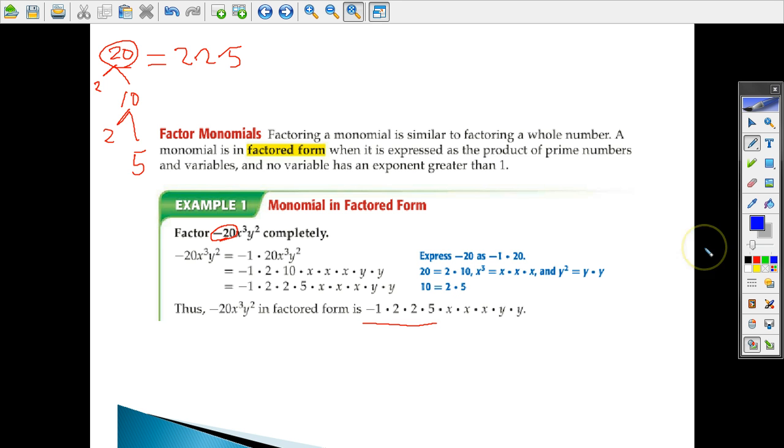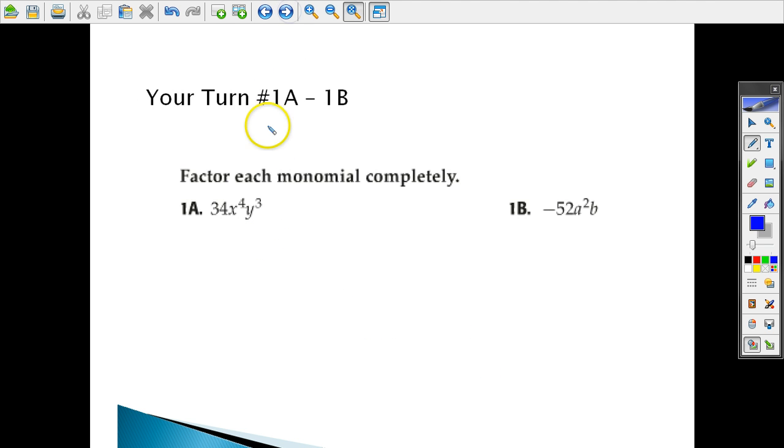When it comes to variables, we're going to factor x cubed. That means there's 3 x's that are multiplied. y squared means there's 2 y's. Okay, so the factored form is just this. You're just breaking down each number or variable. Okay. So here's your term, 1a and 1b. So first you've got to factor the number, and then you've got to factor the variables. So this would be x, x, x, y, y, with the number factored. Okay. If it's a negative, make sure you put a negative 1 there as well. Okay, so go ahead and do numbers 1a and 1b and come back when you're done.